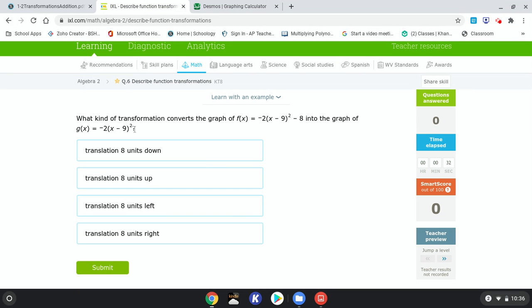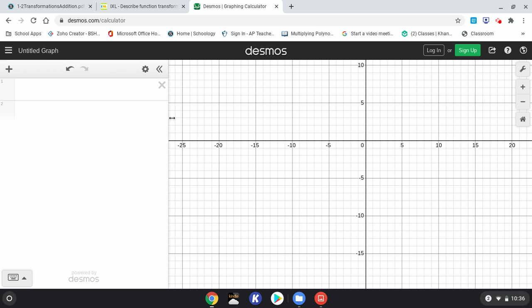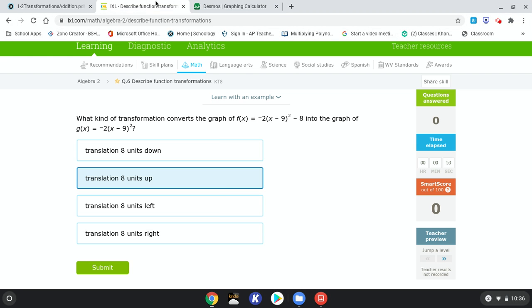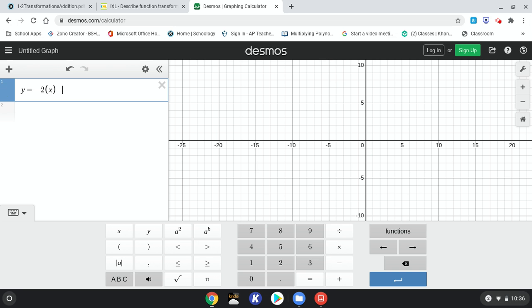So you have this graph of f of x equals -2 times x minus 9 squared minus 8. And we're turning it into the graph of -2 times x minus 9 squared. So basically this -8 on the end is disappearing. That's the only thing that we're doing. The -8 means that I am starting 8 units down, and by it going away, I am now no units down. So to go from 8 units down to no units down, we would have to move up. Because you'd be starting down 8 and you'd be moving up.